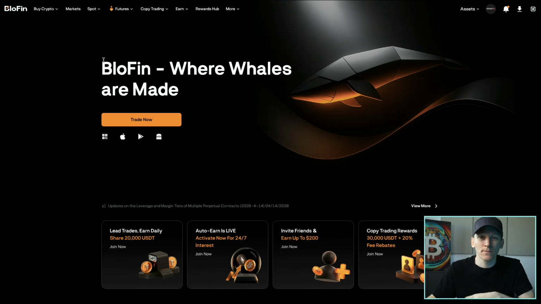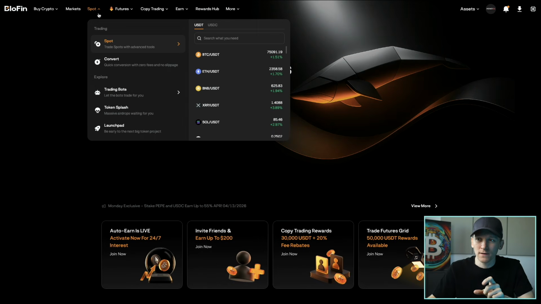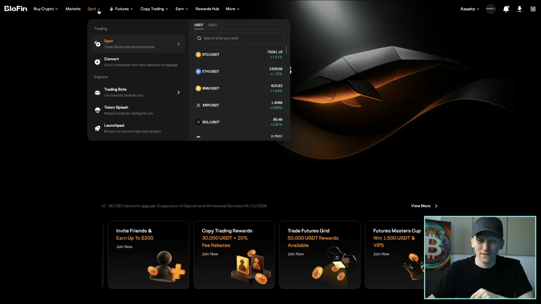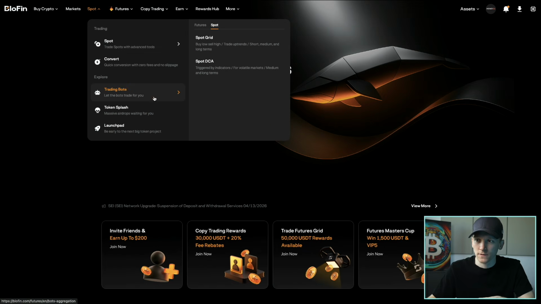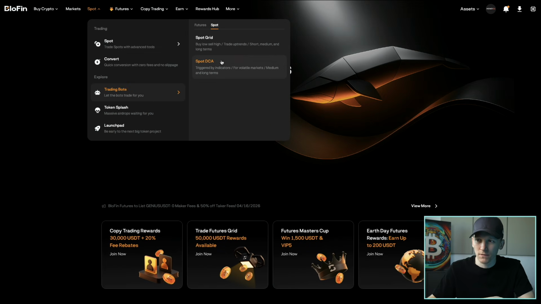I'll show you how to use the trading bots on Blofin. Now you can trade in the spot or futures market with the same trading bots. So if you go to trading bots here, and then you'll see the options. Right now, there's a grid trading bot and a DCA, which I'll explain.